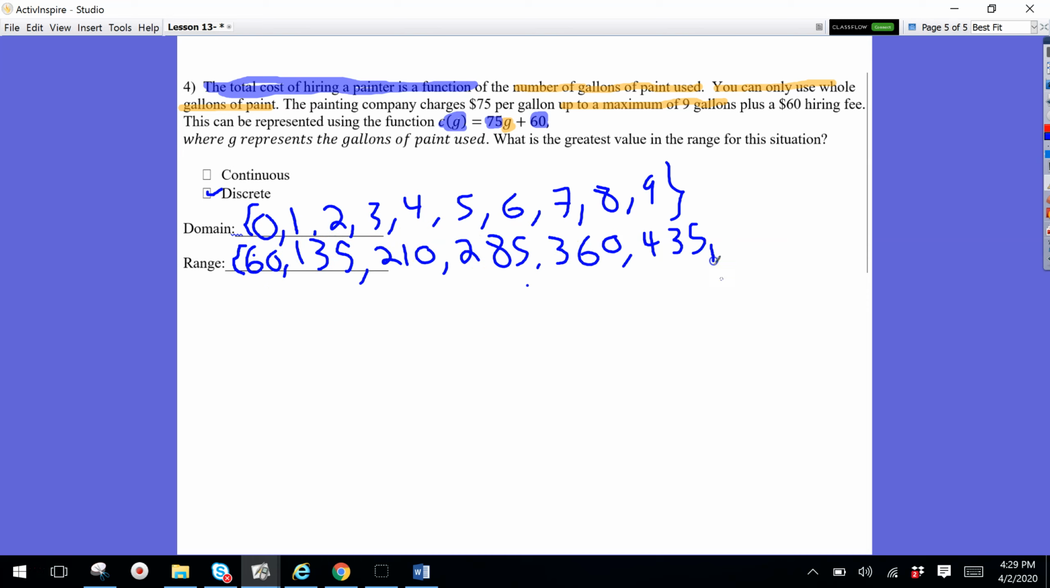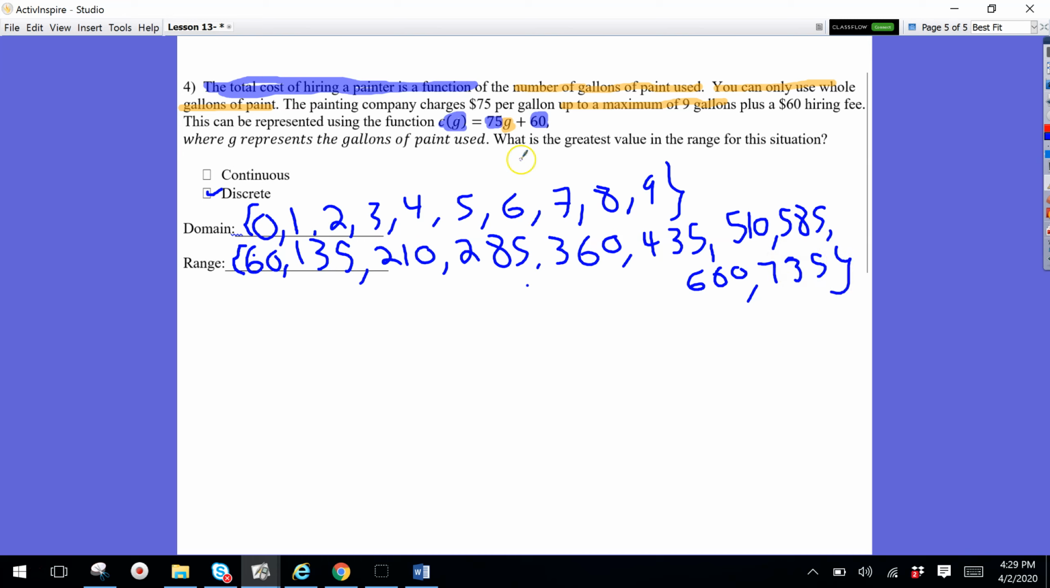So if we had 6 gallons, that'd be another $75, which is $510. If it's 7 gallons, then we would have another $75, which is $585. And then if we had 8 gallons, it'd be another $75, which is $660. And then the maximum cost here would be for 9 gallons, so that would be $735. So that is the domain and the range in the situation.